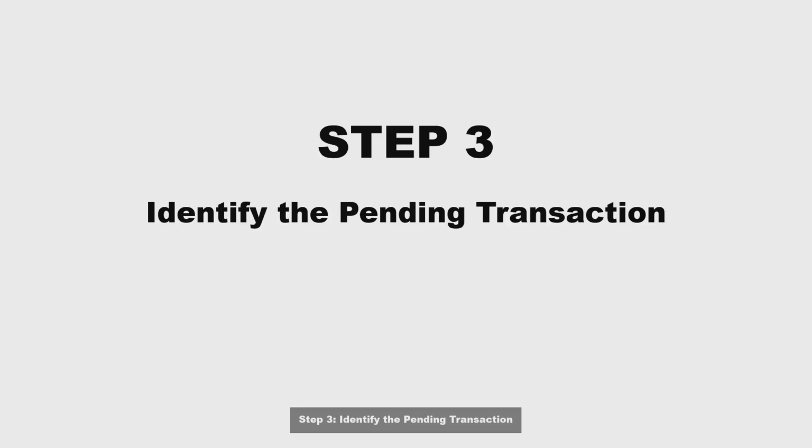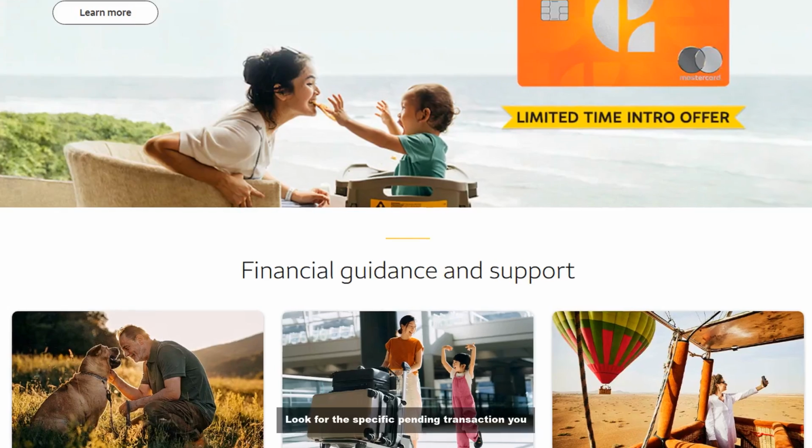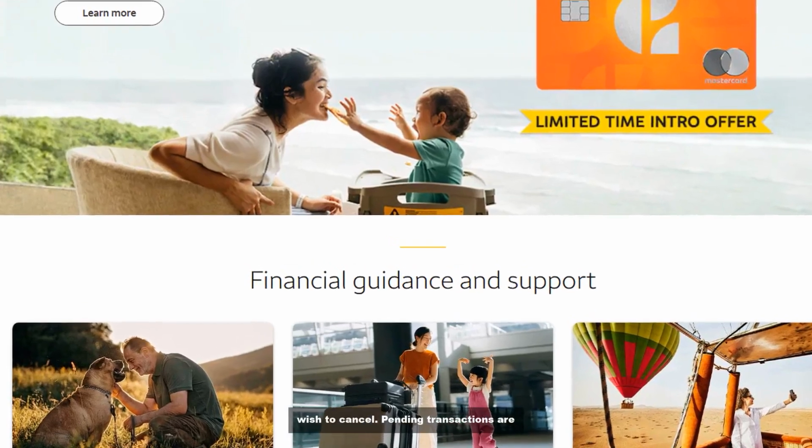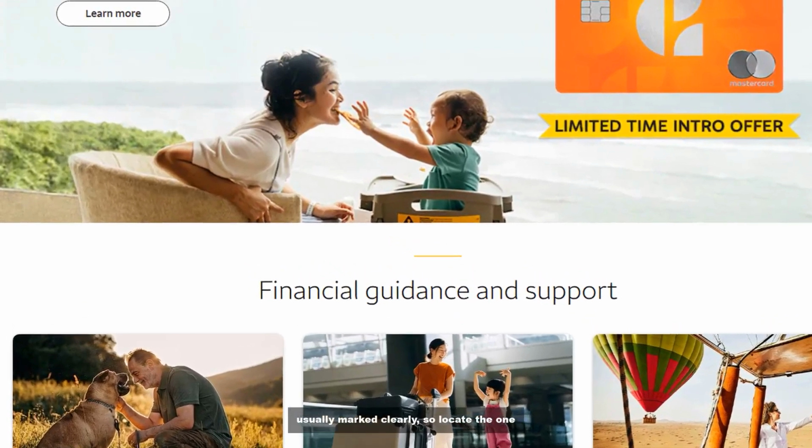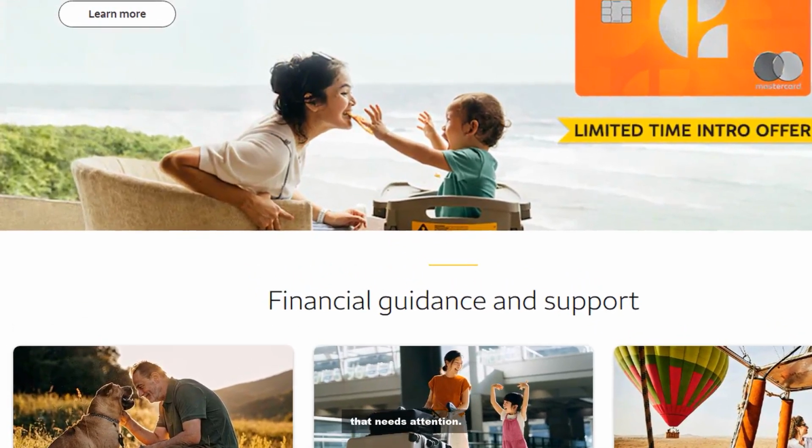Step 3. Identify the pending transaction. Look for the specific pending transaction you wish to cancel. Pending transactions are usually marked clearly, so locate the one that needs attention.